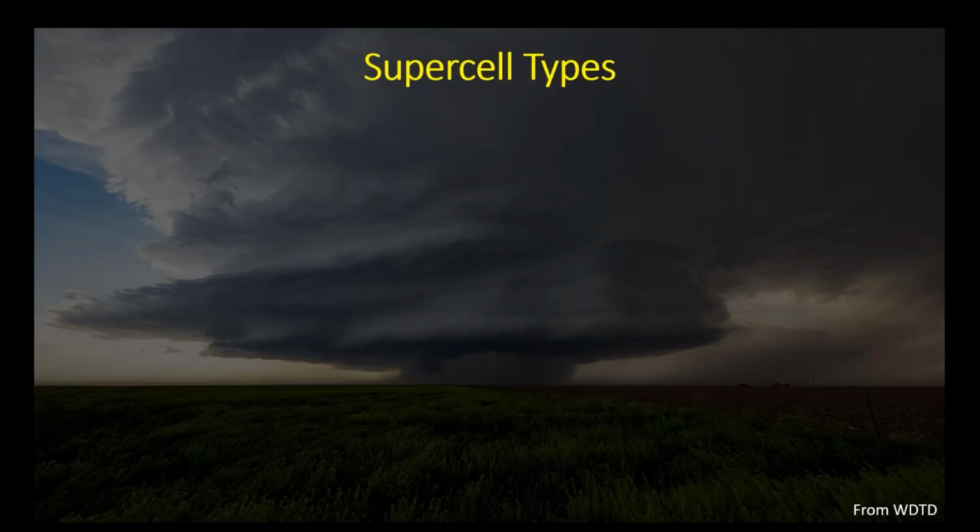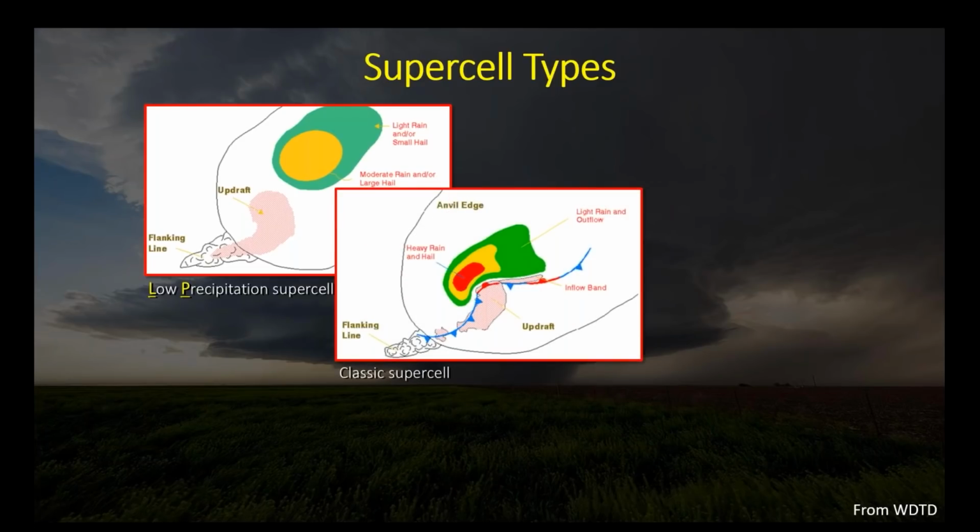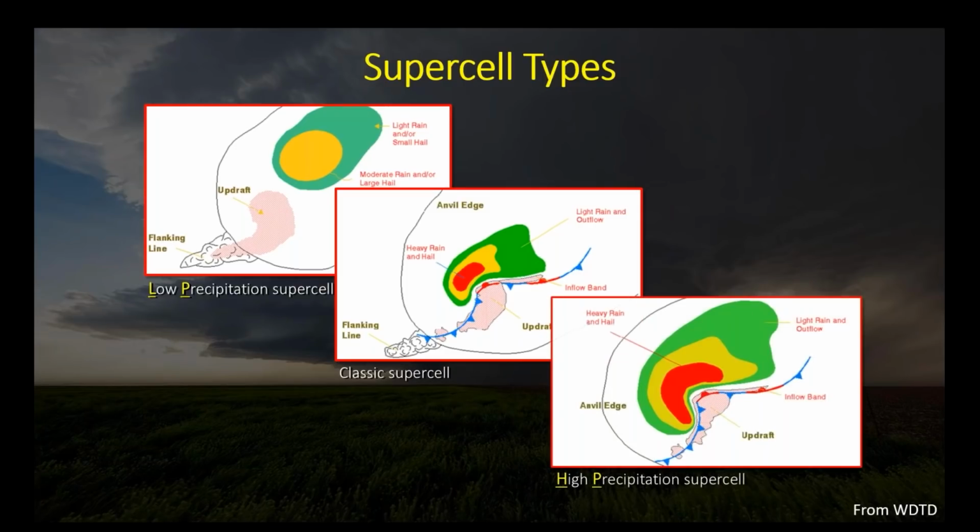And now here are the top views of the three types of supercells. Again, for LP supercells, there may be little or no presence of a hook echo, and most of the precipitation is carried well downstream of the updraft. Maximum radar reflectivities in LP supercells are relatively weak, with the maximum values likely produced by a few large dry hailstones. Classic supercells fit the more idealized radar structure that you associate with supercells. These supercells produce the majority of long-lived tornadoes. And finally, HP supercells have large amounts of precipitation that wrap around the mesocyclone, producing a large, high reflectivity hook.